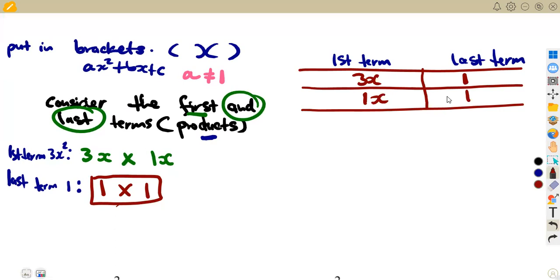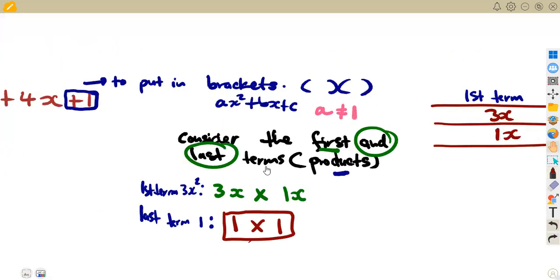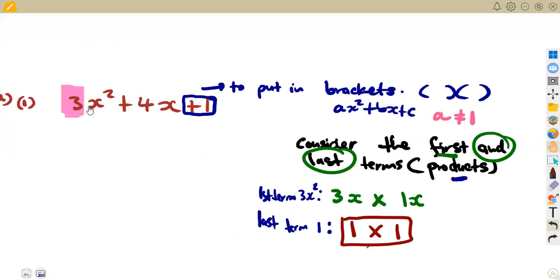So once you tabulate them like this, unfortunately, we just have two terms to consider. The first has just got this, and the last has just got this. So what you have to consider is that on these terms, because remember, what I'm supposed to obtain is 3x squared, okay? 3x squared plus 4x plus 1.